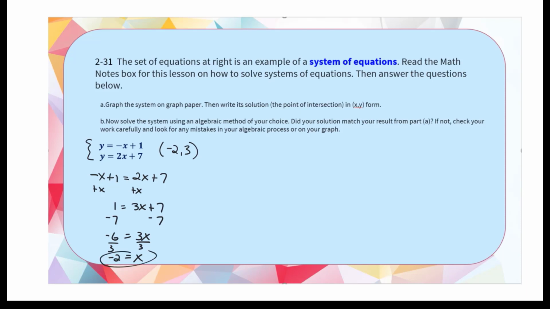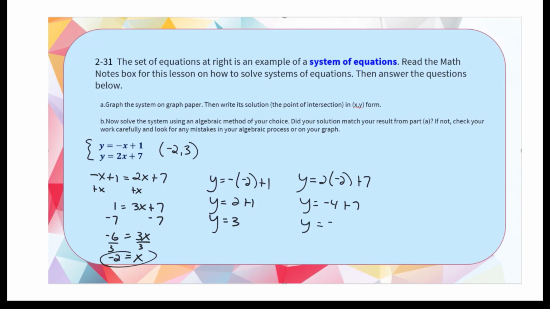Then I can pick either equation to substitute back in, and we'll show you both just so you believe me. Starting with the first one, y equals negative of negative 2 plus 1. So y equals 2 plus 1, y equals 3. That proves the point of our intersection. Then y equals 2 times negative 2 plus 7, so y equals negative 4 plus 7, so y is going to equal 3. That proves algebraically that our point of intersection is negative 2, 3.